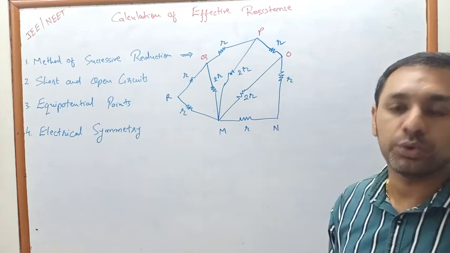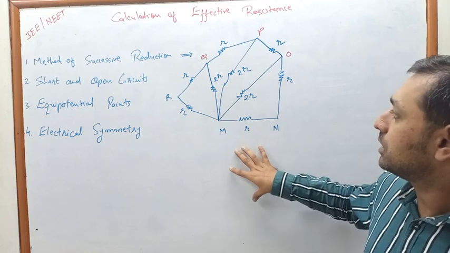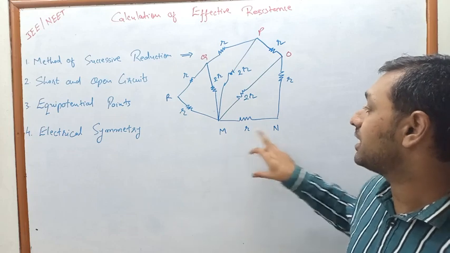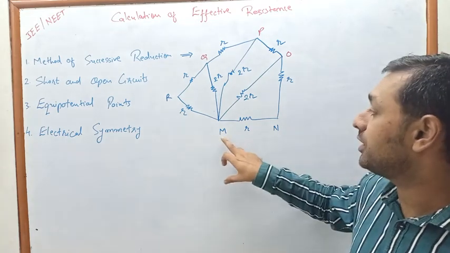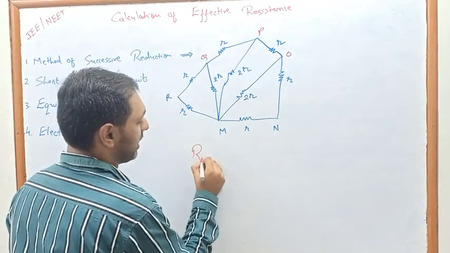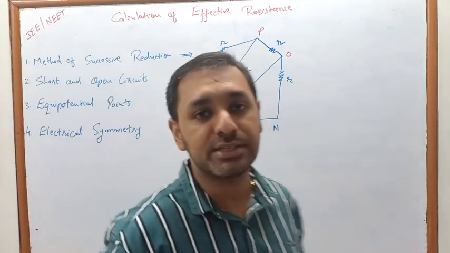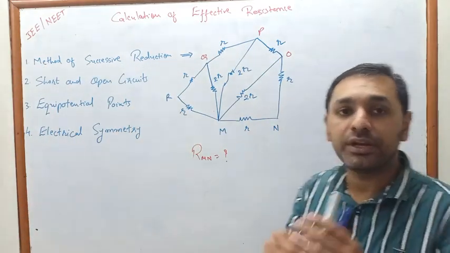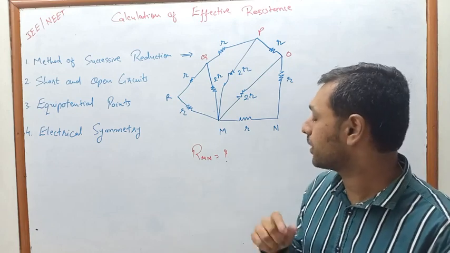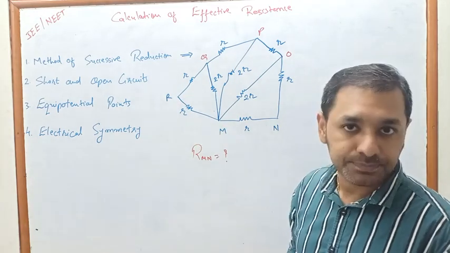Okay, what we have to do is consider this complex network. Now if I tell you that you have to find the effective resistance between point M and N, what is the effective resistance Rmn? What can be the value of Rmn? In this case, we have to reduce the number of resistors. How to reduce? Starting from point M, consider this resistance R.